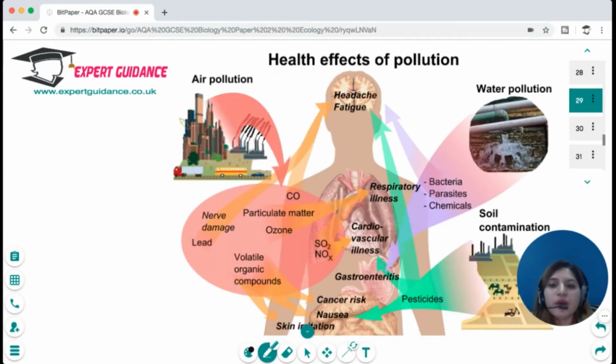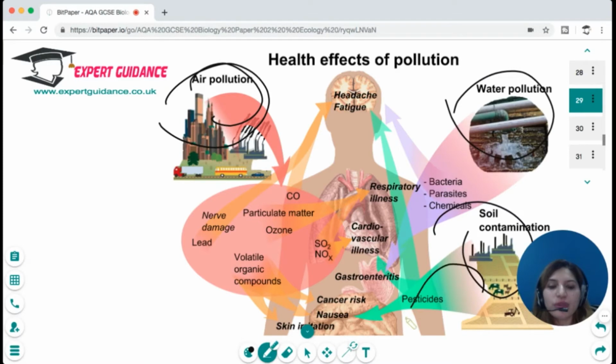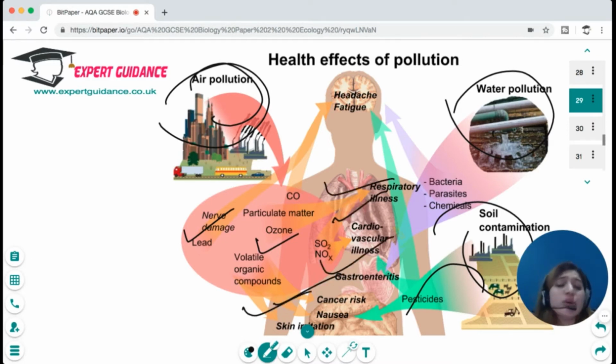Now, this is what all the pollutions are doing to the human body. Air pollution, water pollution, soil contamination with pesticides. It is causing nerve damage, ozone layer depletion, cardiovascular illness, respiratory illness, cancer risk, skin irritation, gastroenteritis, and a host of other problems. So it is very important that the effects of pollution are understood and steps are taken to mitigate the same.